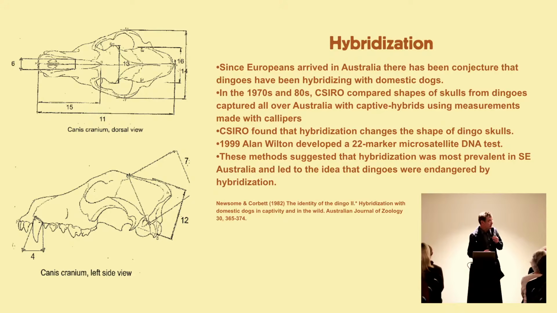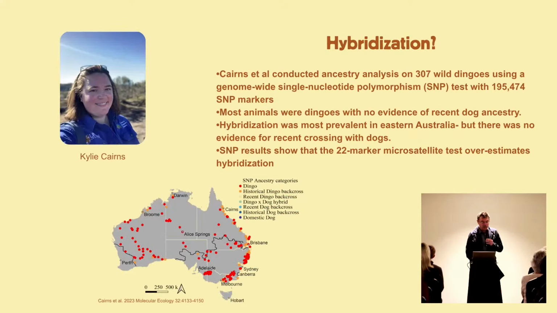And so I've got a map here that I've stolen from one of Kylie's papers, and I don't want to harp on about it because Kylie's already talked about this. But basically, animals that are effectively or predominantly dingo with very little evidence of recent hybridisation occur across most of the country in the samples that Kylie's analysed. I think this is a map of 307 wild animals that were caught, and there's only a handful of domestic dogs and not very much evidence of recent hybridisation.